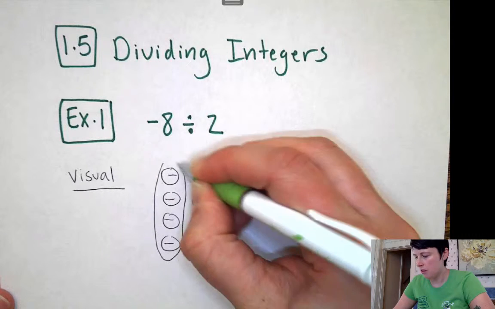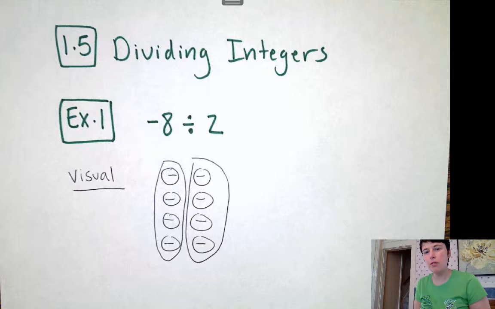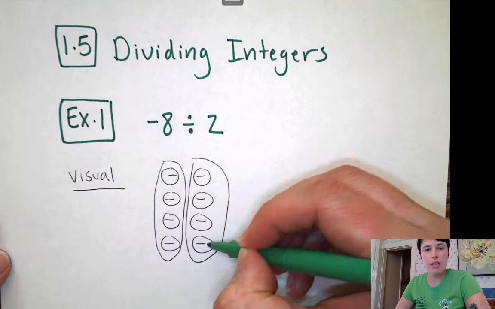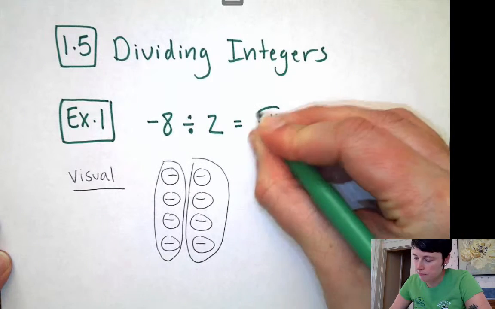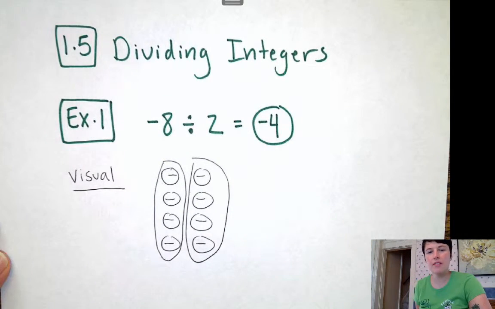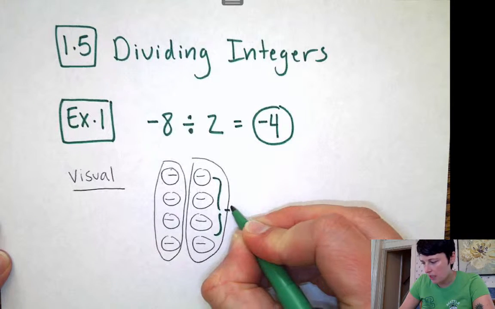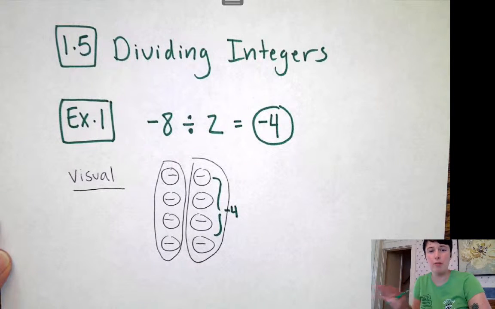1, 2. -8 divided by 2 broken into 2 groups is 1, 2, 3, 4 negatives. The answer is -4. There's a nice visual to show, hey, here's your 4 negatives right there. When I split it into my 2 groups, I have 4 negatives in both groups evenly.